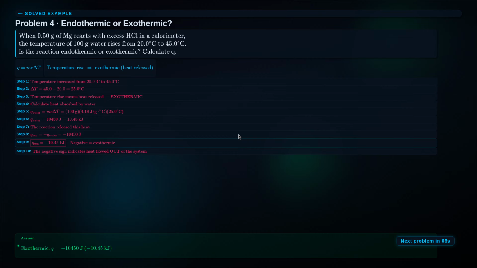Step 3. The reaction released this heat. Q reaction equals negative Q water, negative 10,450 joules. The negative sign indicates heat flowed out of the system. The reaction is exothermic.